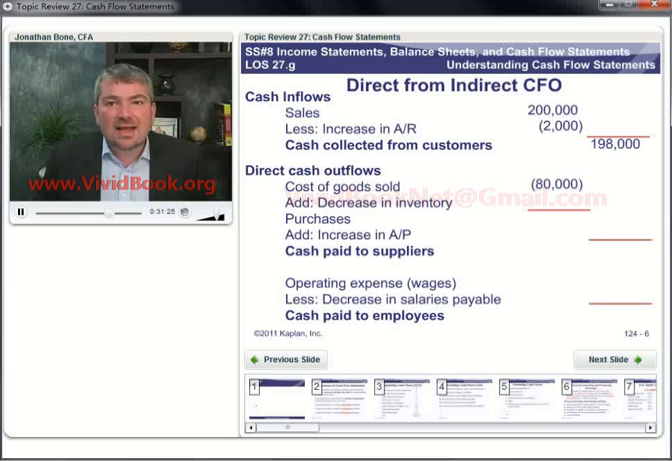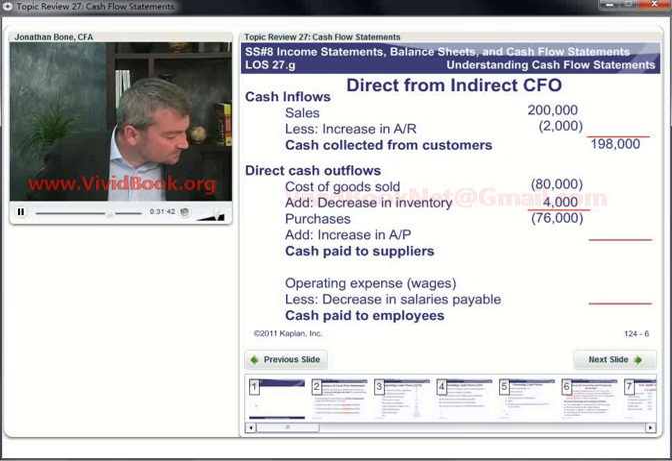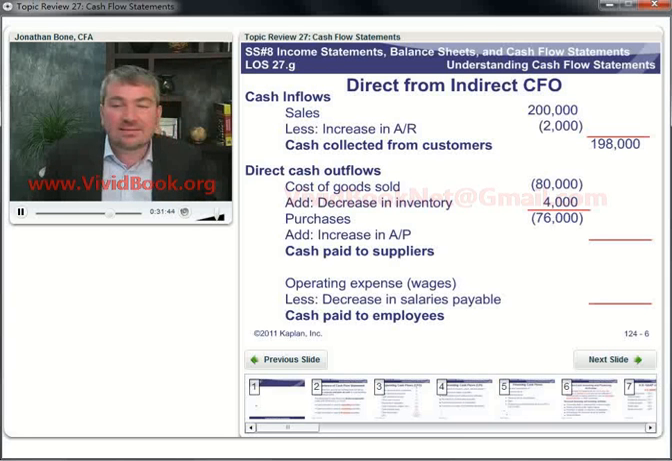So notice 80,000 negative plus 4,000 gives us our purchase figure, 76,000. So we know purchases are now 76,000. Now into the balance sheet, look for anything that relates to purchases, and it's always accounts payable. So we can see that our accounts payable were 10,000 last year, 18,000 this year, an 8,000 increase in our liability, so add. And that tells us therefore that our cash paid to our suppliers must have been 68,000.